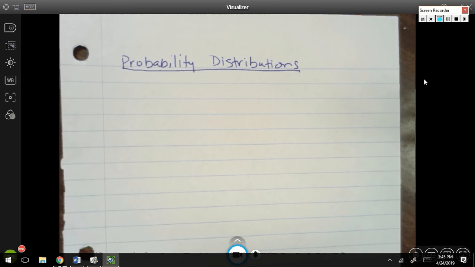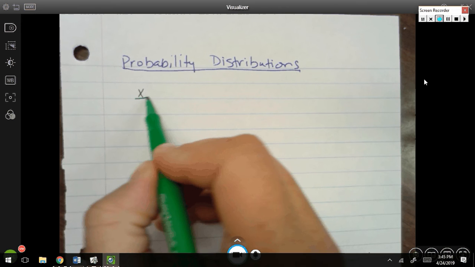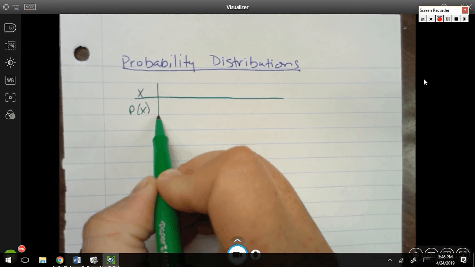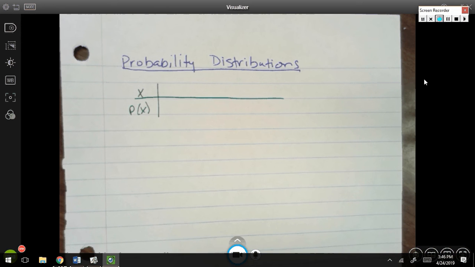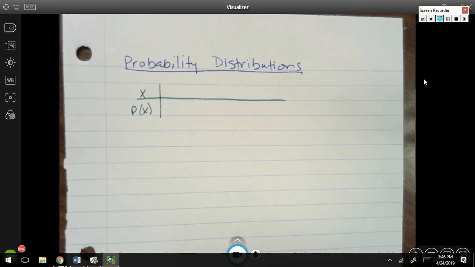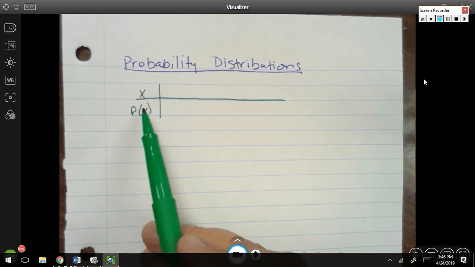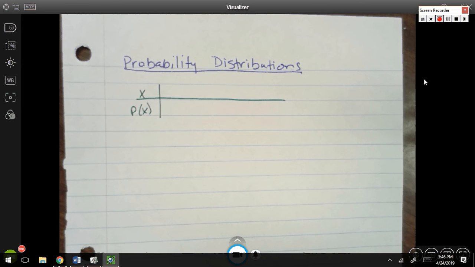So probability distributions represent all possible scenarios of something that I want to represent. And remember, in a probability distribution, I've got a couple of requirements. All my probabilities must be positive, and they must all sum to 1 or 100%. Okay? I'll have a random variable x, and then I'll have the probability of that random variable occurring as one of the rows in my table here.